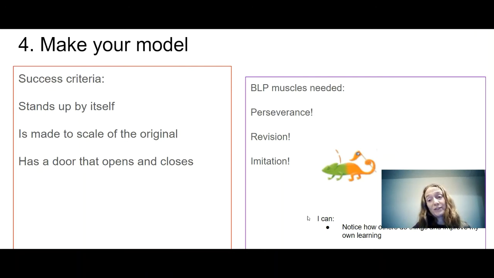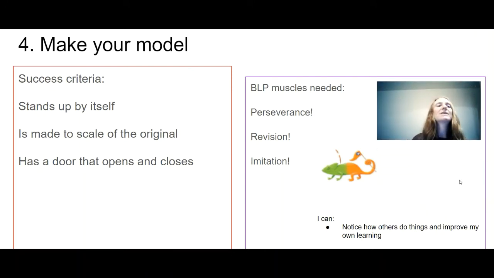Then you're going to make your model when you've designed it. It needs to stand up by itself. It needs to be a scale of the original. And it has to have a door that opens and closes. We're going to be using that when we look at electricity and making circuits. You are going to need perseverance. You're going to need to revise, go back and fix things. That's what we do in design and technology. And imitation. Someone's already made this before, so what can you take from theirs that would be really useful? I notice how others do things and improve my own learning.